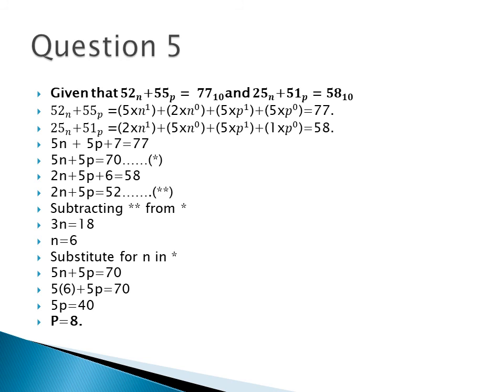Now solving equation star and equation star star simultaneously, we're going to have 3n is equal to 18, and our n is going to be 6 by dividing 18 by 3. That's going to be 6. Then substituting 6 into either equation star or equation star star, we are using equation star here, which means that I can get 5n plus 5p is equal to 70. Substituting 6, I'm going to have 5p is equal to 40. Then definitely my p is going to be 8.